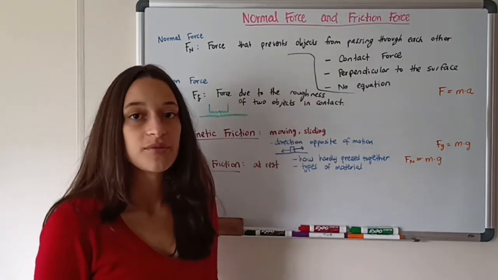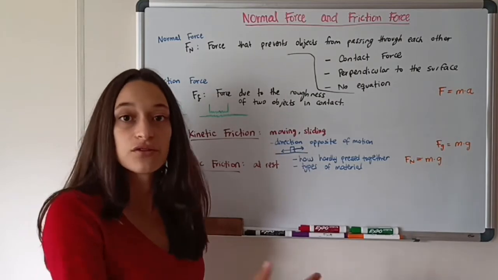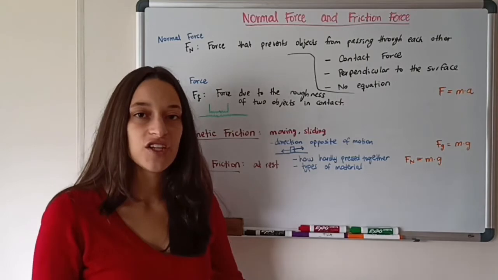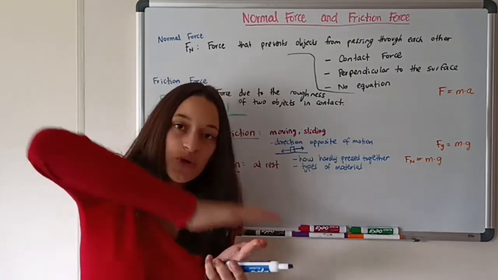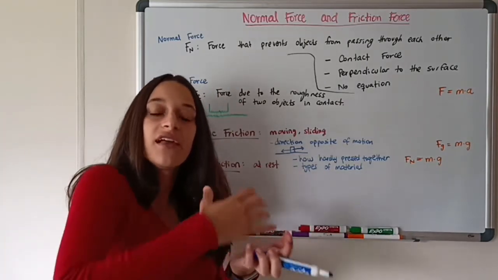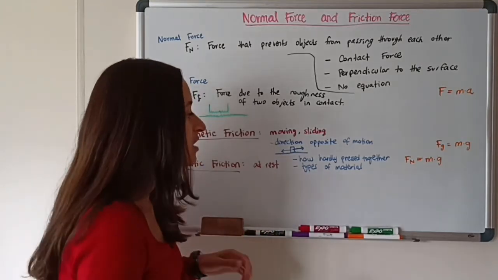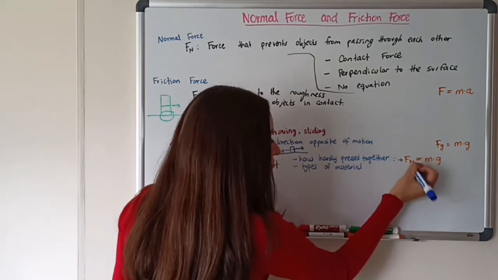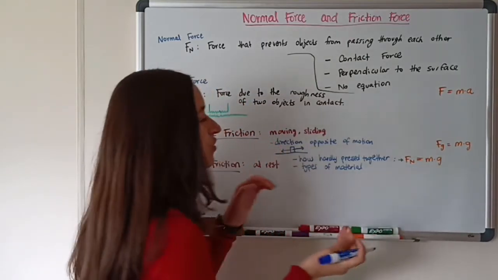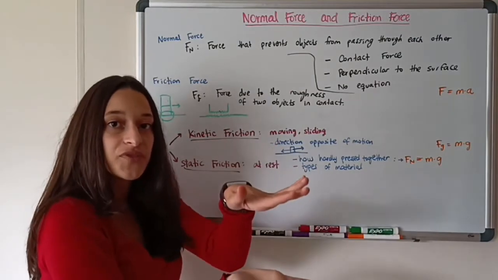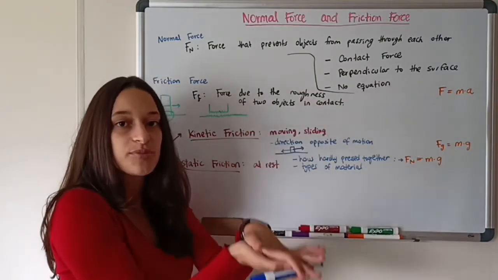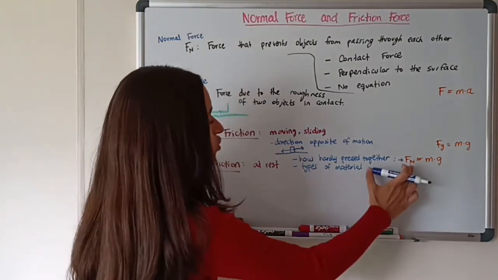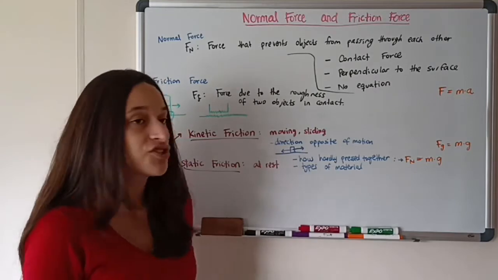So when we're talking about an object lying on the ground, for example, the how hardly pressed together is talking about the weight of the object. The heavier it is, the more it's going to push against the ground. The lighter it is, the less it pushes against the ground. So how hardly pressed together is actually given by the normal force. So the more force the ground has to make on the object to push it up, the more hardly pressed together they are. So the normal force is going to be part of the equation for kinetic friction.